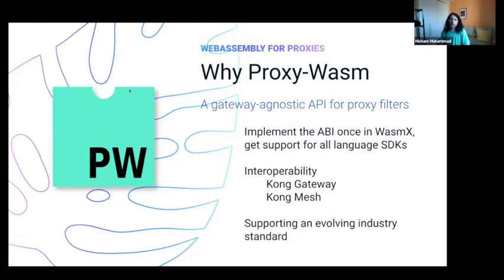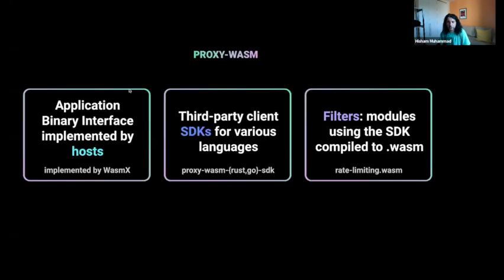Next slide, please. So for us, once we implement this API, we get all those language SDKs, which is super interesting because we have Kong Gateway, which is based on Nginx, but we also have Kong Mesh, which is based on Envoy and already supports proxy Wasm. So it's really interesting to be supporting and helping to evolve this industry standard that will allow us to provide reusable extensibility in multiple languages.